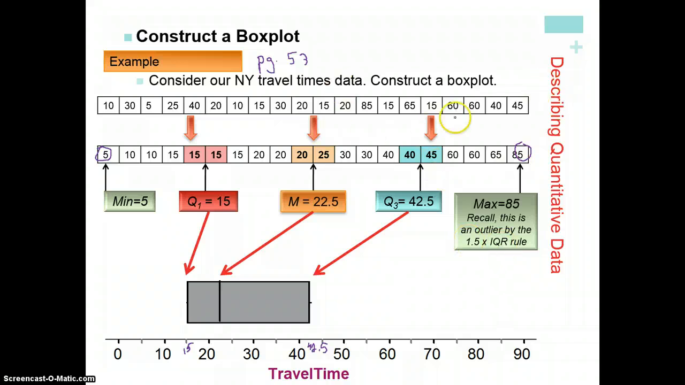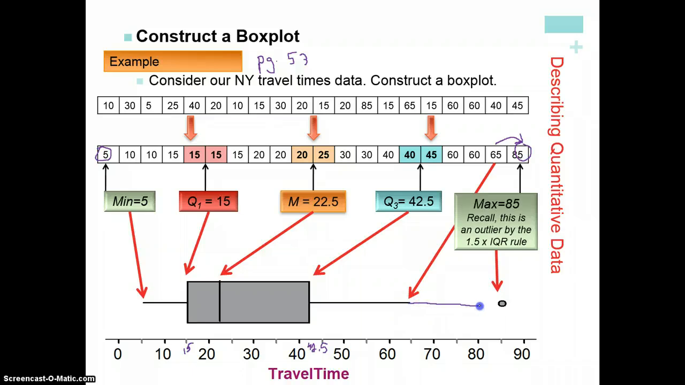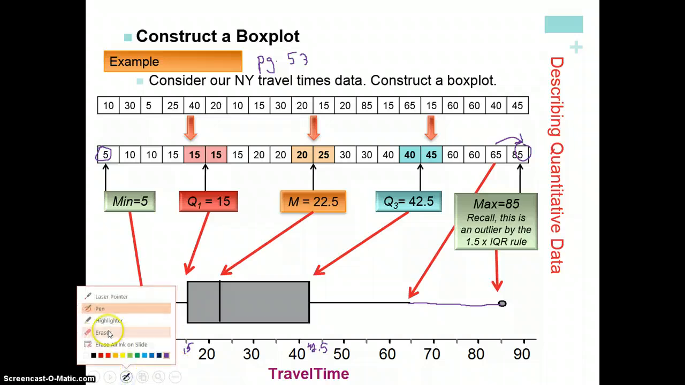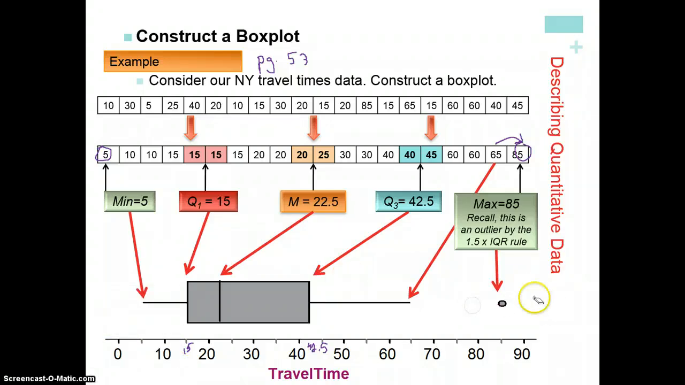22.5. We now will draw what we call the whiskers. We will draw this whisker to the minimum value at 5, but we'll draw this whisker to 65. We'll stop it at 65 because that is our next highest value before we get to the outlier at 85. We denote the outlier with a little dot. If 85 was not an outlier, you would just continue to draw that whisker all the way out. But since it is an outlier, we denote it with a dot.